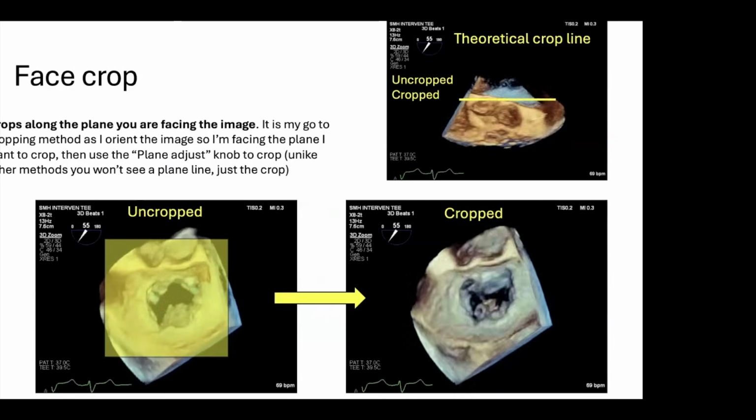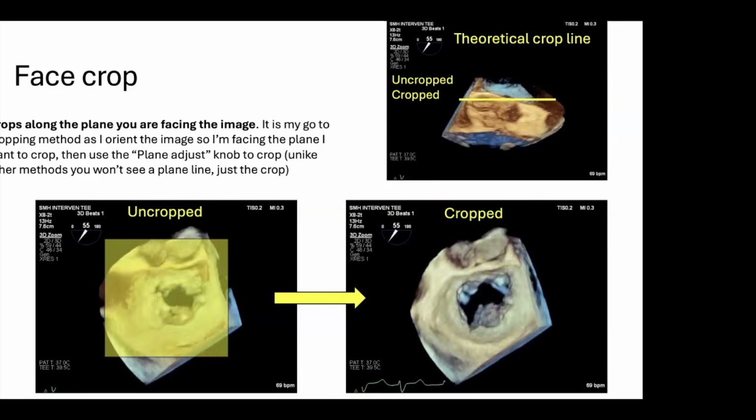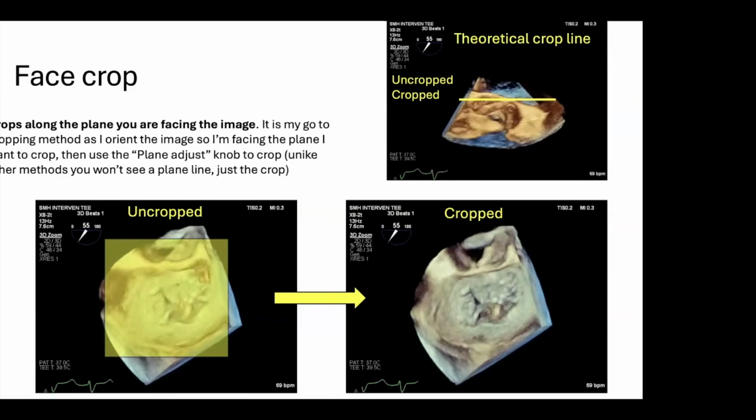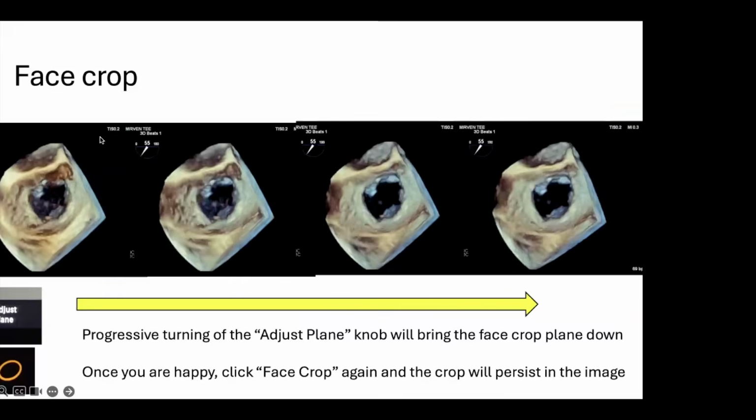And I like this because oftentimes what I want to get rid of is whatever I'm facing. I just want to see the valve. I want to get rid of the stuff in the atrium that's blocking the valve, for example, or just making the image not look as good. And so you can just get rid of that right away with a face crop. That's why I like it.